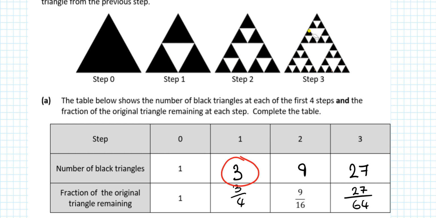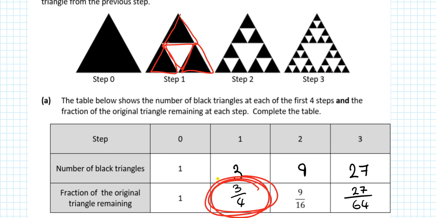The next part, the fraction of the original triangle remaining. So they're giving us the 9/16 here. We can see that this is split up actually into 4 triangles, where how many of them are black? 3. So 3 out of the 4 are black, or 3/4 of the original is remaining.